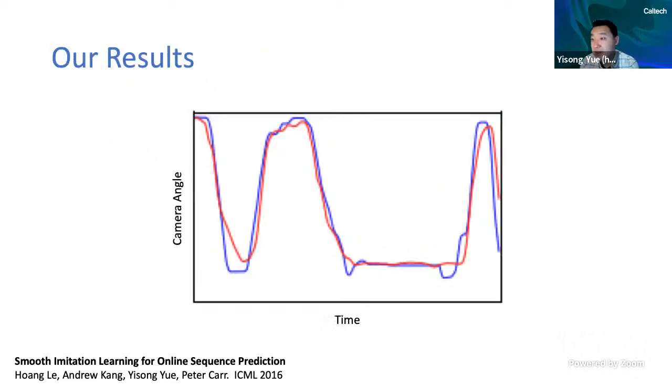And you get a result that looks like this. So again, X is the time, the Y axis is the camera angle, blue here is the ground truth human expert, and red is our prediction. And you can see that this is both accurate and smooth. And we got this result using only 30 minutes of training data from a live game.